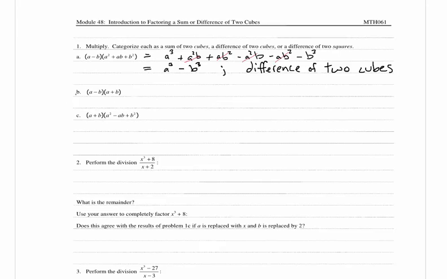In B, we have a minus b times a plus b, and this is equal to a squared plus ab minus ab minus b squared, and our ab term and our negative ab term are going to cancel, and we're left with a squared minus b squared, and this is the difference of two squares.